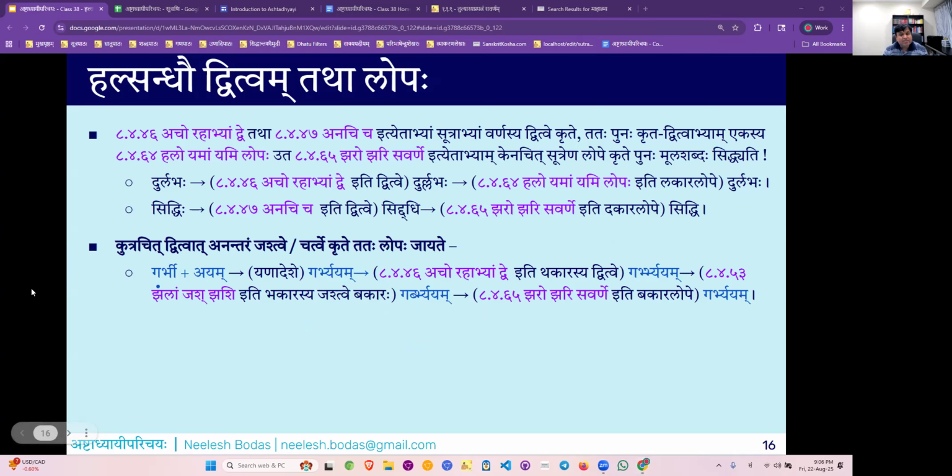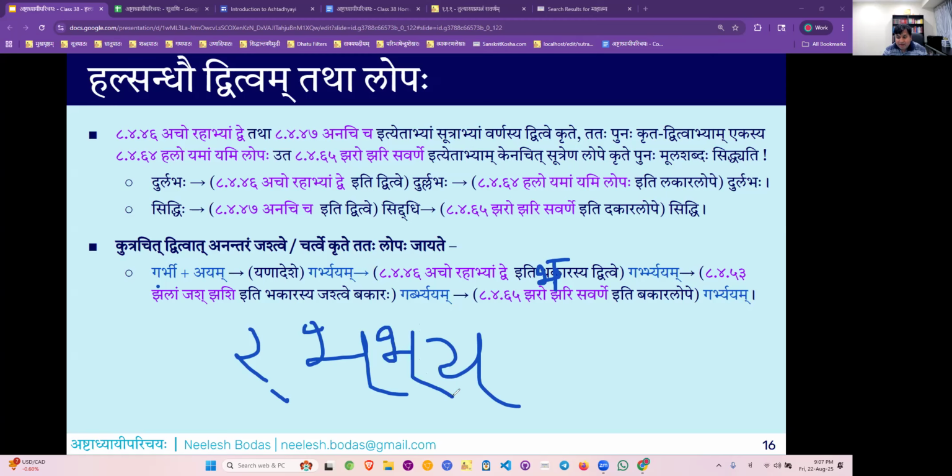So gharbhi plus ayam ityatra, yanadeshe krute garbhyayam. In the situation garbhyayam, bhakarasya dvitve krute, because achorahabhyam dve will force dvitva on bhakara. So bhakarasya dvitve krute, garbhyayam ityatra. Now you have bha plus bha, jhalam jash jhashi, apadanta jashtva will happen. This bha will be converted to ba. So you have ra, ba, bha, ya.